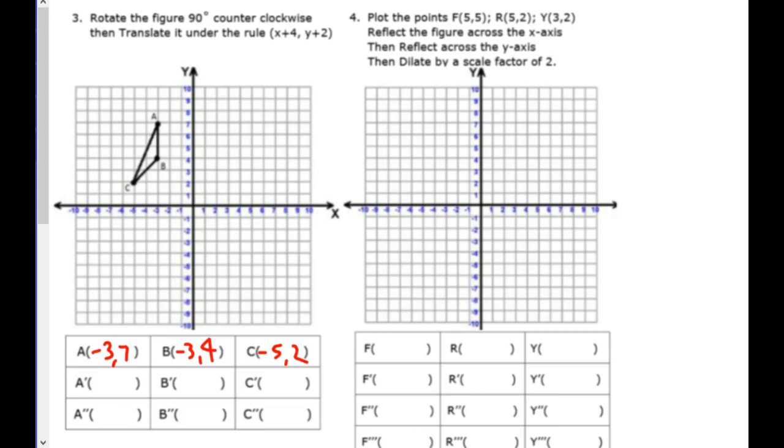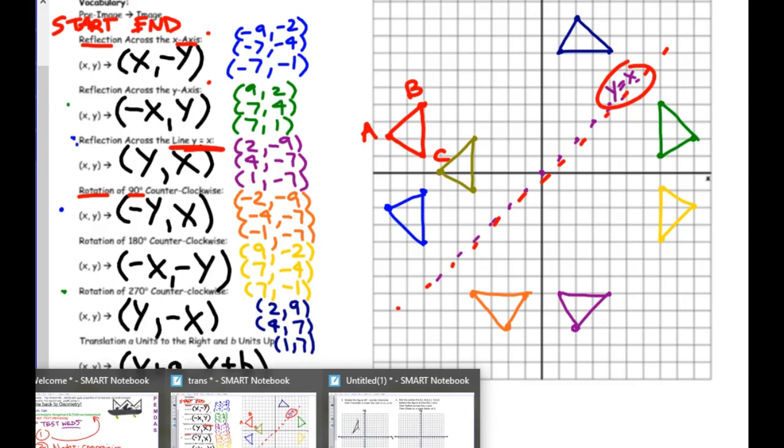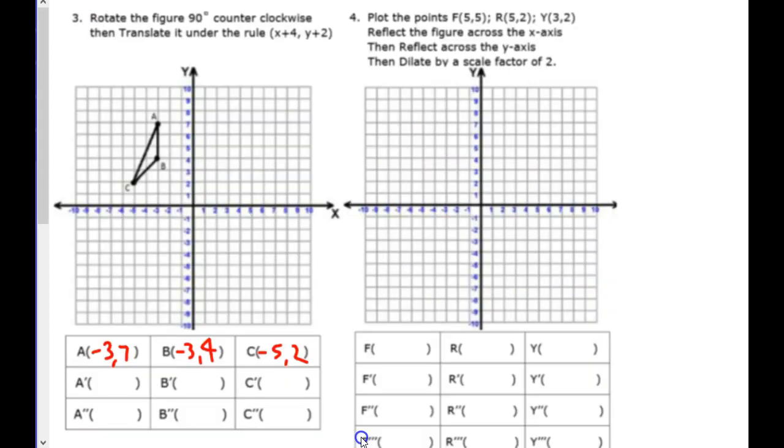Now, you're going to do these 2 steps, but just to make sure we understand what the rules are, let's go back to our notes. Rotate figure 90. Well, what does it say for rotating the figure 90? Negative y, x. So let's write that rule on our notes. Negative y, x. And then our second rule they gave us is right here.